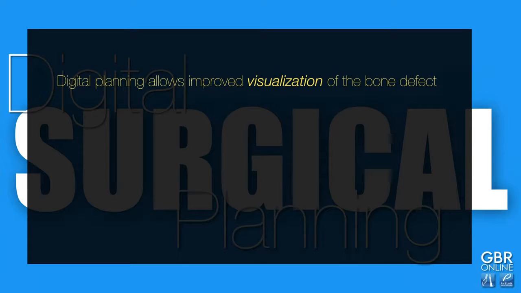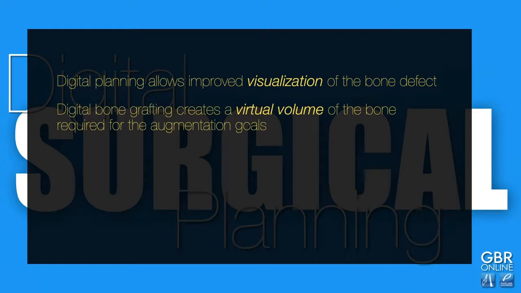It allows improved visualization of the defect. Because sometimes when you're doing a procedure, looking at the defect intraorally and looking at it on a 3D model or a 3D printed model in your hand are two different things, and you can see a lot more when you can see the entire area. And so digital planning helps with this.